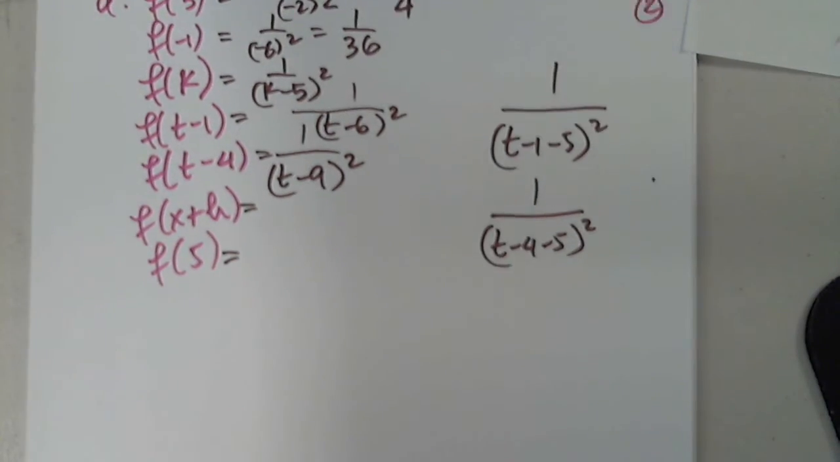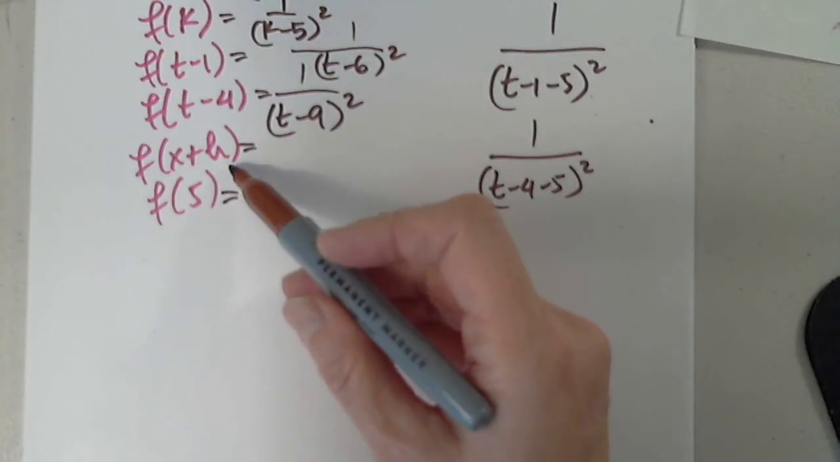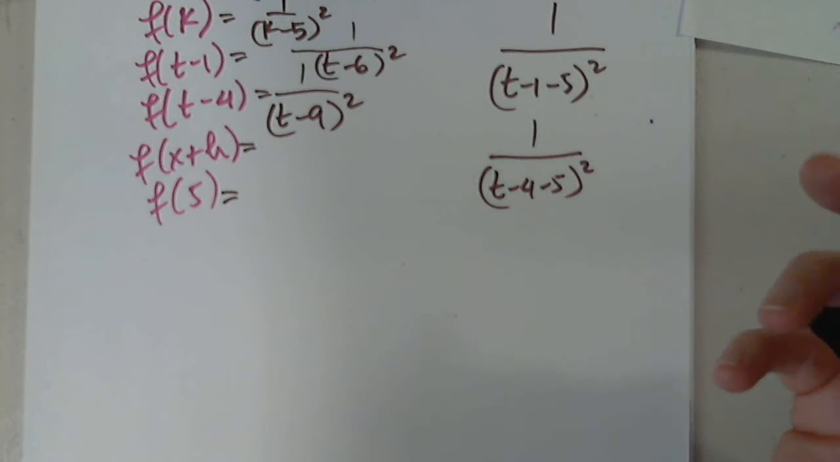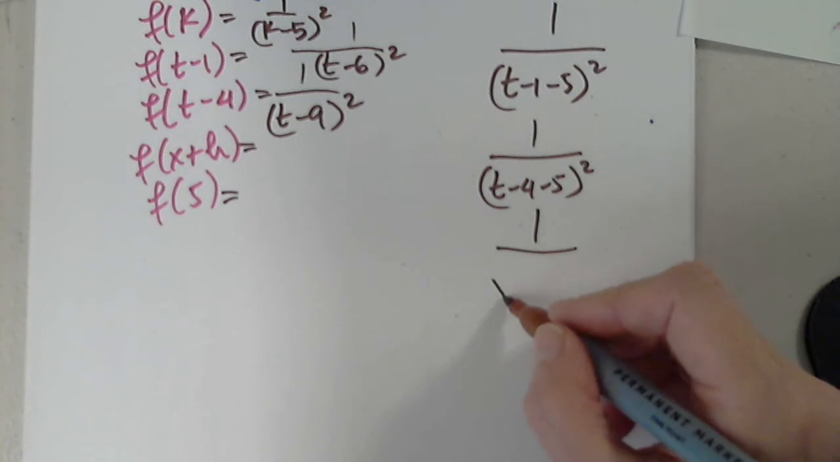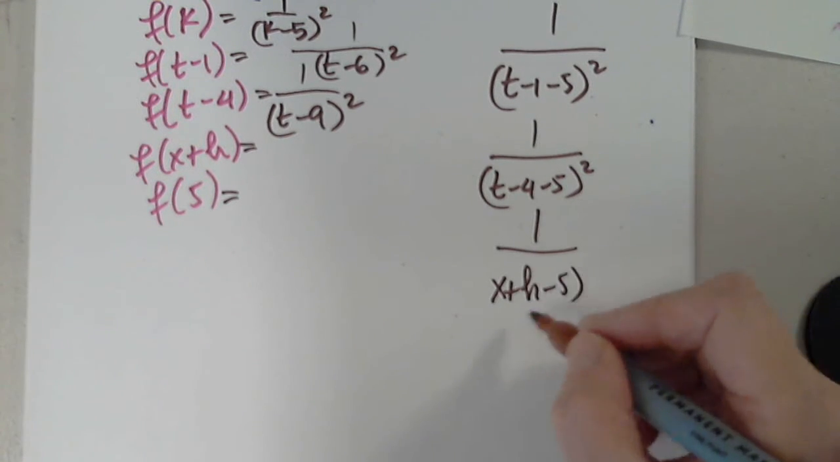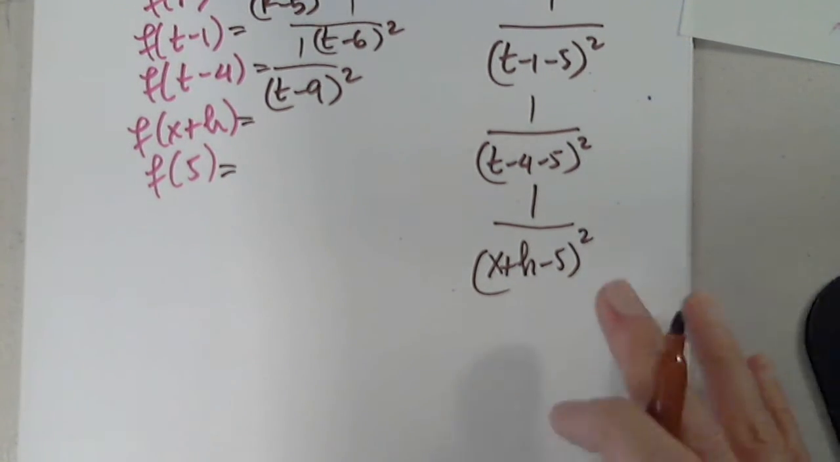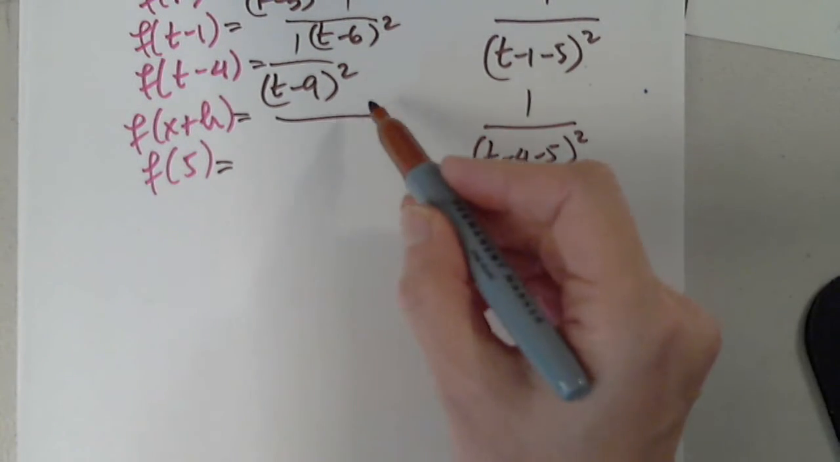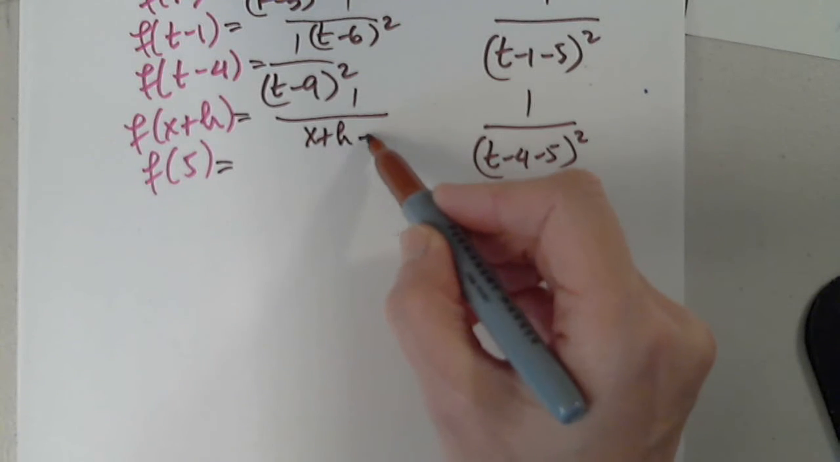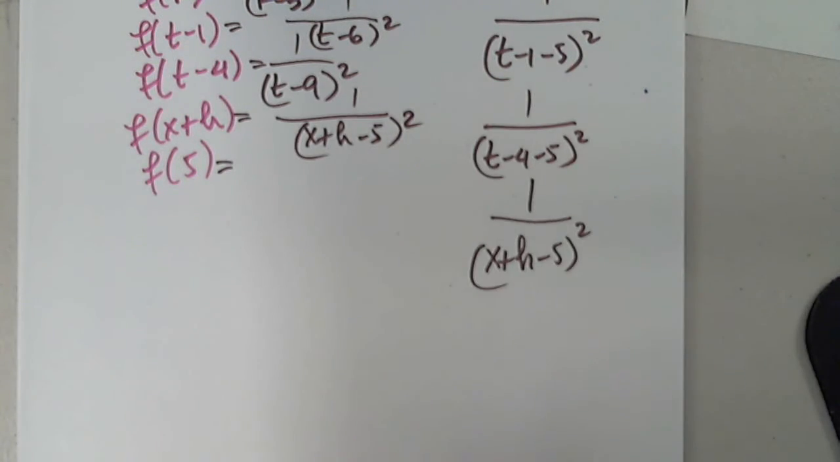Now, same thing, this is very important. We calculated last time for another function. So now we have 1 over, for this one, x plus h minus 5, everything squared, and we cannot simplify in any way, shape, or form. So this will be 1 over x plus h minus 5 squared.